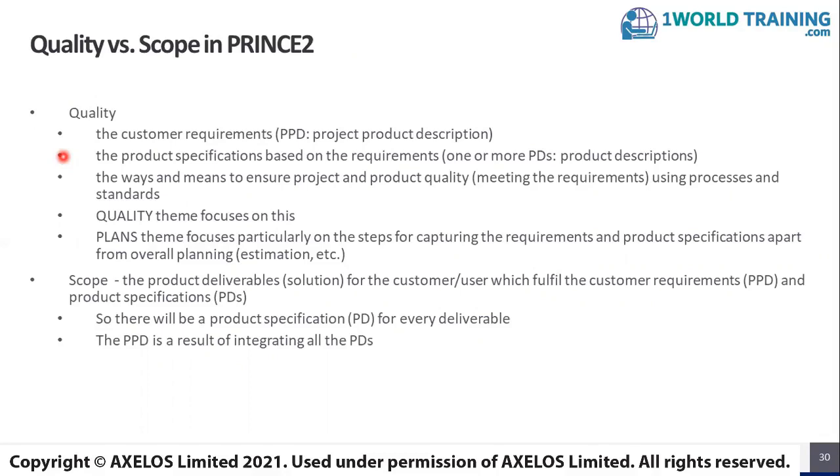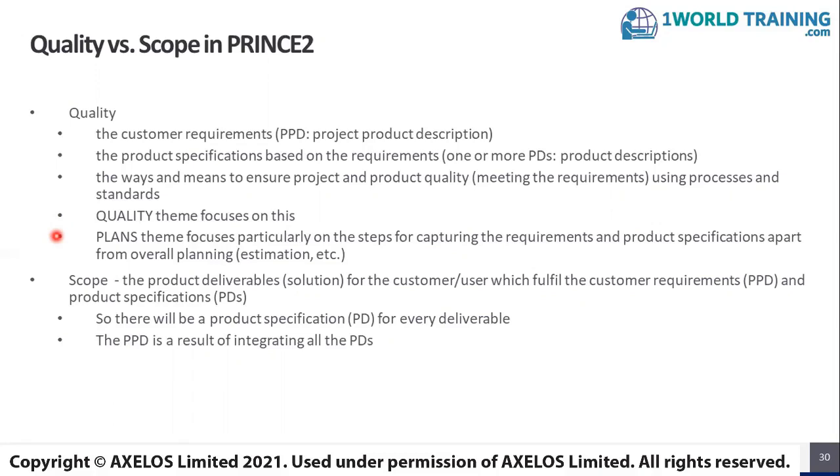Quality also means how the project and product quality would be ensured, which means certain processes and standards to be followed. Also defines quality. The quality theme focuses on this, defining the requirements, the specifications, the ways and means to ensure project and product quality. Whereas the plans theme focuses particularly on the steps for capturing the requirements and product specifications, apart from overall planning of the project.